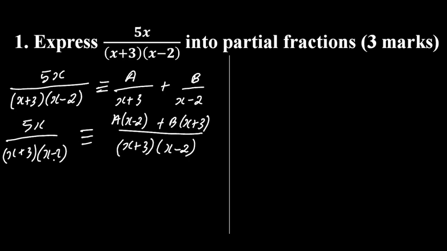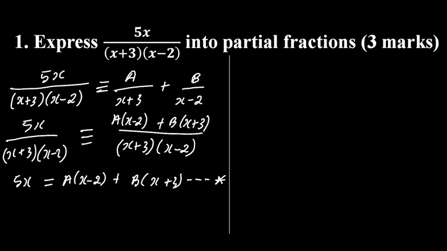Comparing our numerator and the denominator, since the denominator here is the same as the denominator here, the numerator should also be the same, since we are dealing with the same fractions. Remember, we want to express this in another form, a much simpler form. So our 5x will simply be equal to A into x minus 2 plus B into x plus 3. We're going to call this our equation star.